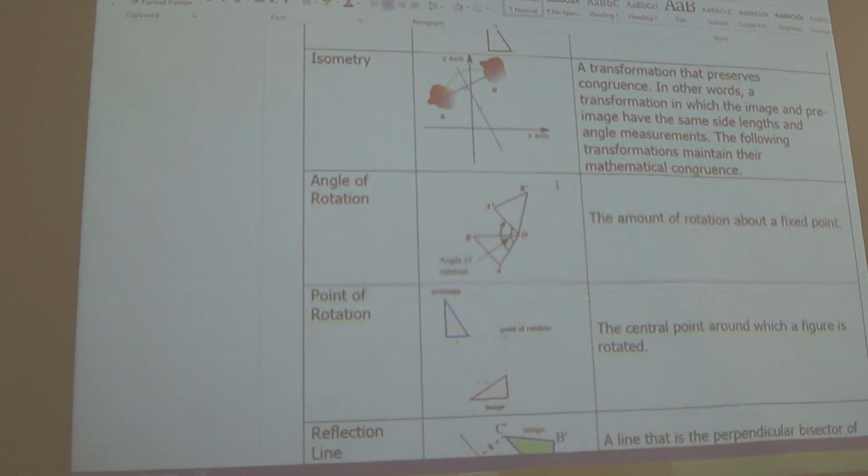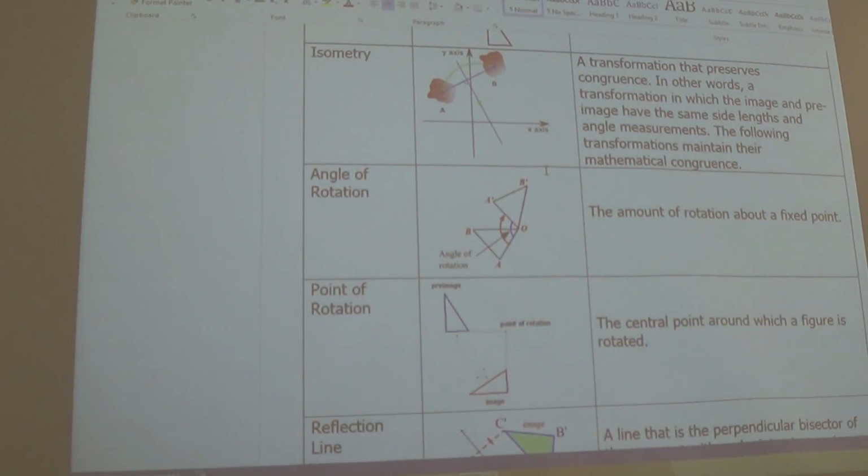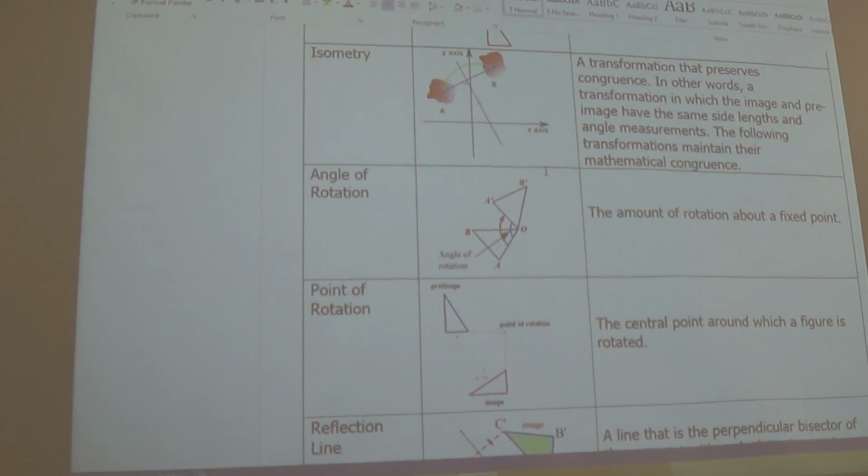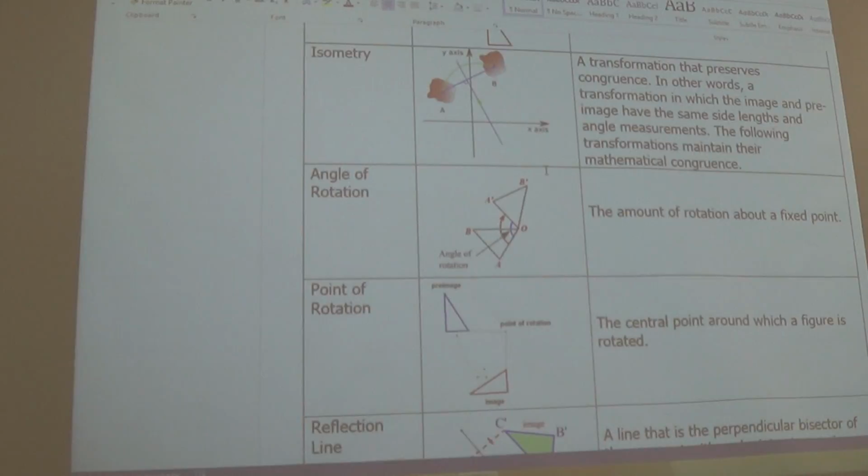Isometry. So an isometry is a transformation that preserves congruency. Okay? Preserves congruency. In other words, a transformation in which the image and pre-image have the same side lengths and angle measurements. The following transformations maintain their mathematical congruency. Okay? So there are transformations that we have that are not isometries, that do not maintain their same size and shape. Okay? And then there are others that do.